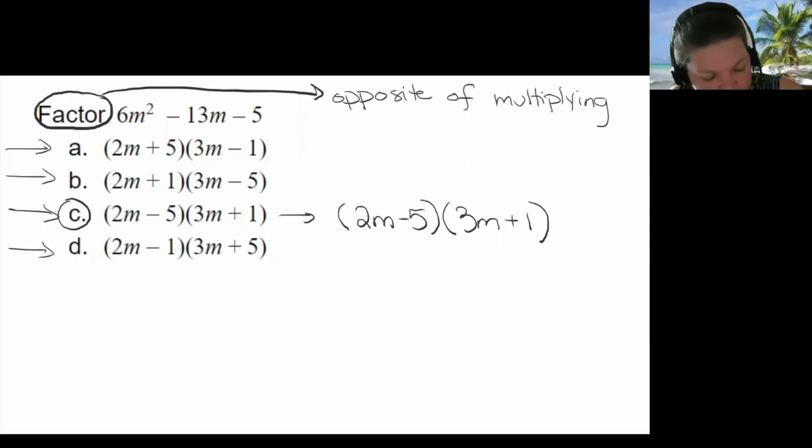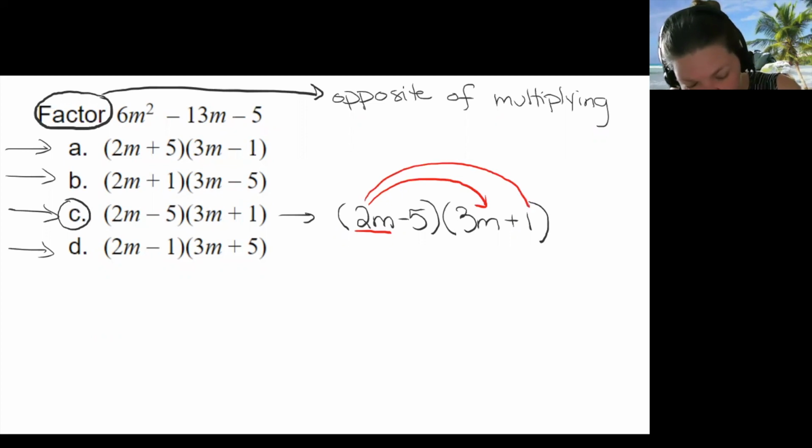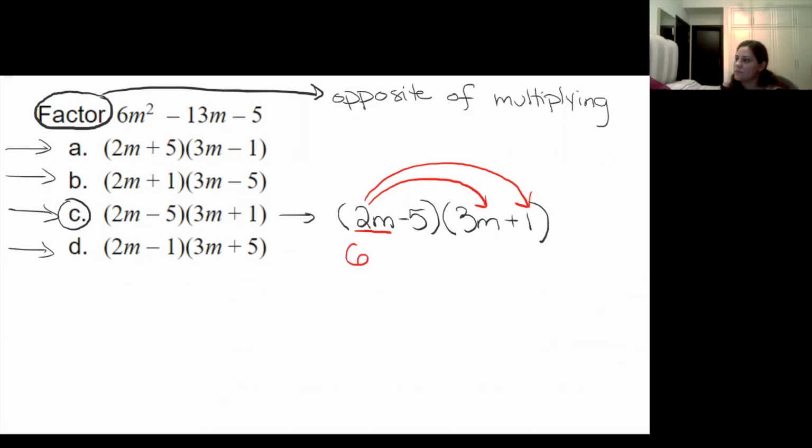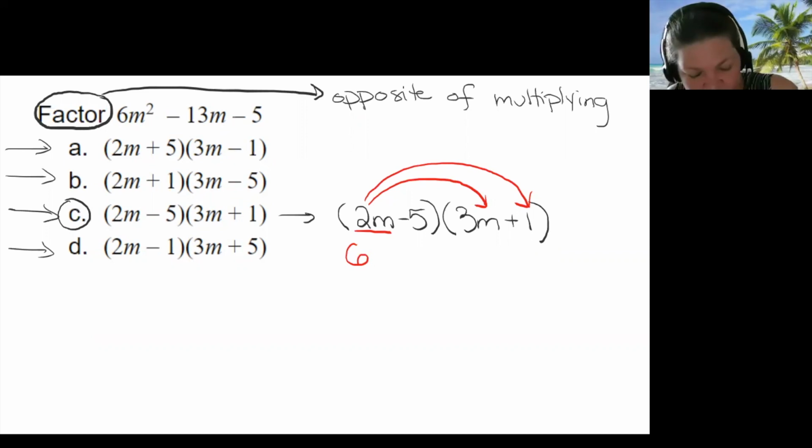We're going to use the same skills we used before. We're going to start with the first term in the first parentheses, and we're going to pass it out. Multiplication passes out to every term in the grouping. Okay, so let's start with 2m times 3m. What is 2m times 3m? 6m squared. Absolutely. 2 times 3 is 6, and m times m is m squared.